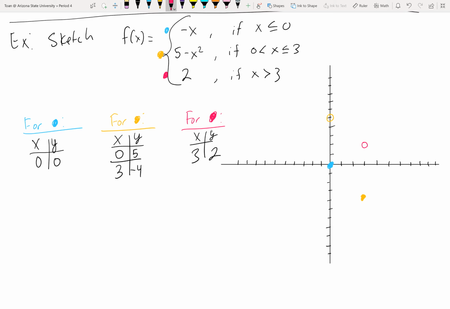Beg your pardon, what was the question? The question was, are they going to be 2 separate lines? Well, we're actually going to have 3 segments because we have 3 pieces.